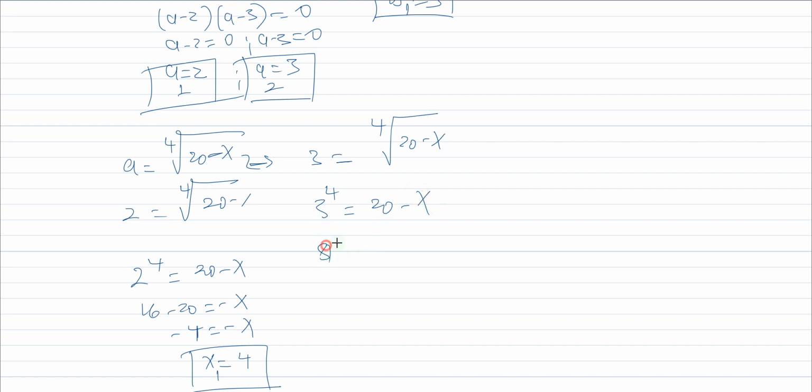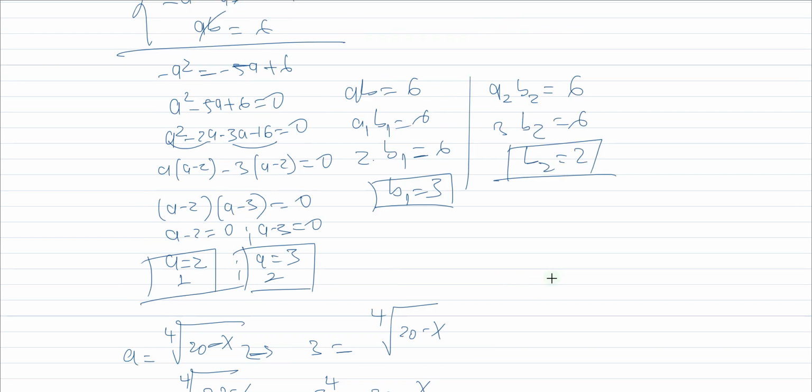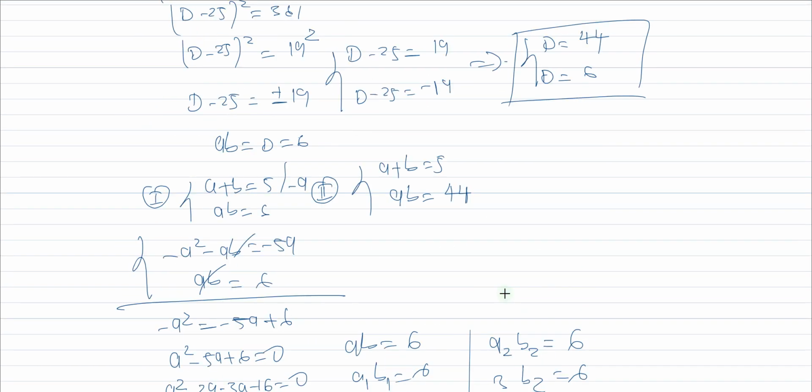So I'm going to have here 81, right? 81 minus 20 equals minus x, and then I'm going to have here 61 equals minus x, and then x2 is going to be equals minus 61. Okay, so this is x1 and x2, real solutions.